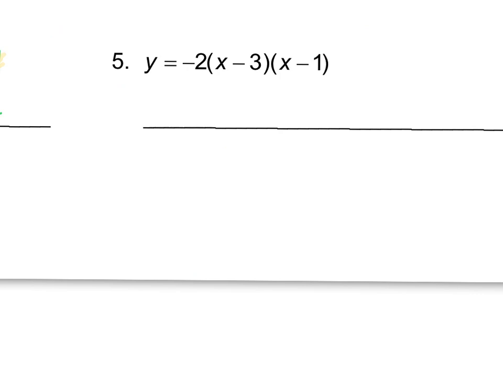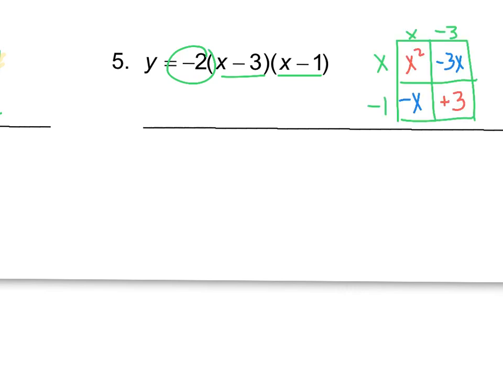Number 5 is similar to number 4. The only difference is that this time we have a negative in the front. So I'll be back after doing the Punnett square. These two in a different color because these two are the ones that are going to combine.